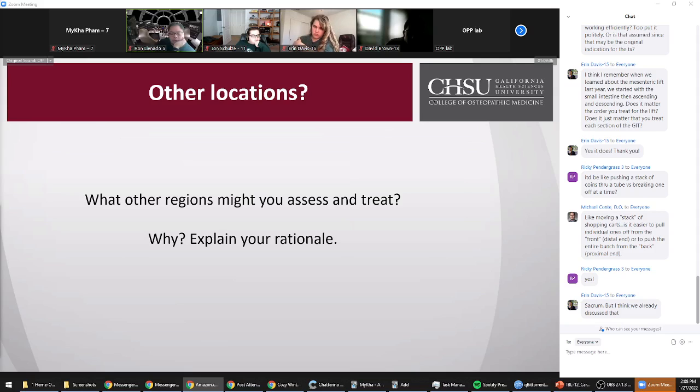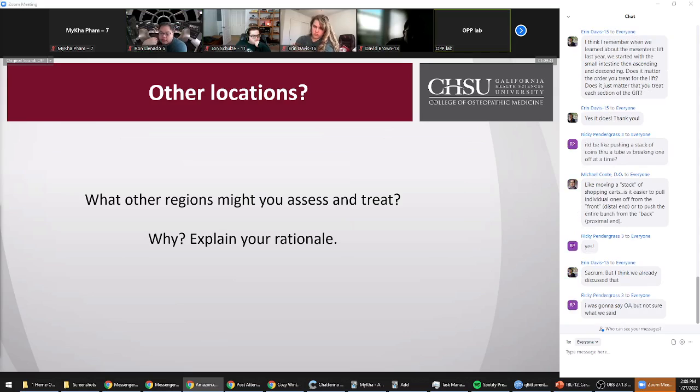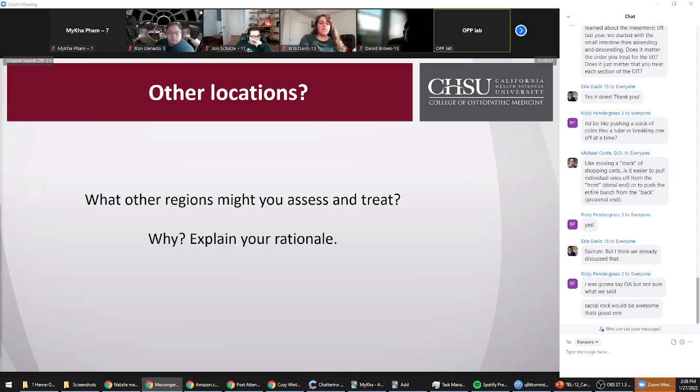I was going to say, wouldn't you want to do the thoracic spine because of the sympathetics? Yes. So you could do a muscle energy technique or a high velocity technique for the thoracic spine. You could do a myofascial release directly on the thoracic vertebra. Great ideas.